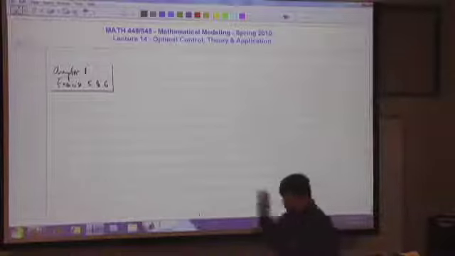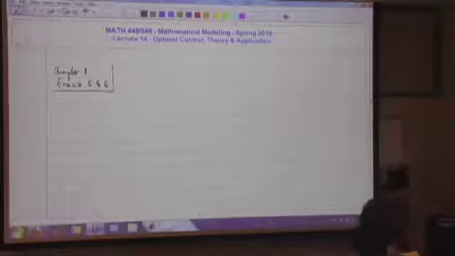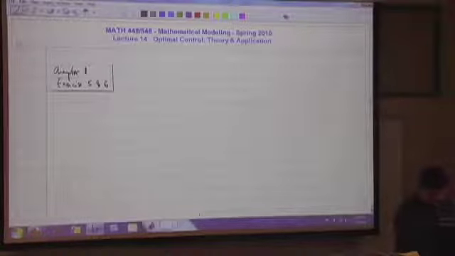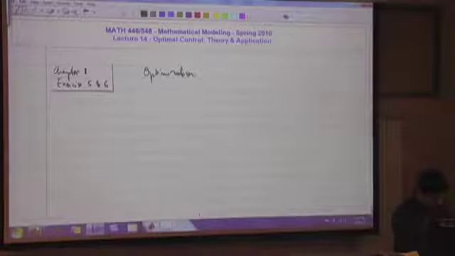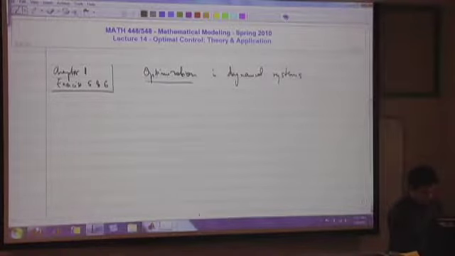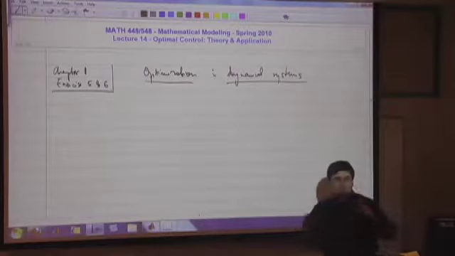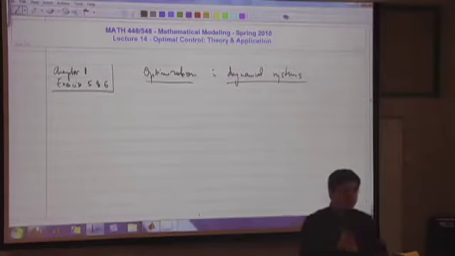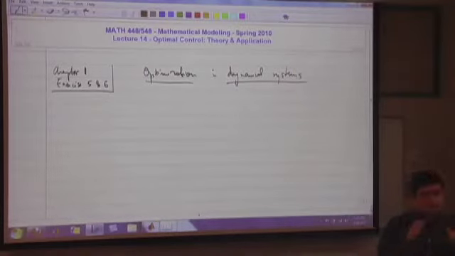Okay? So you can think about this new chapter as an optimization in dynamical systems. I'll give you an example in a second. But I think it puts together the first two big blocks.